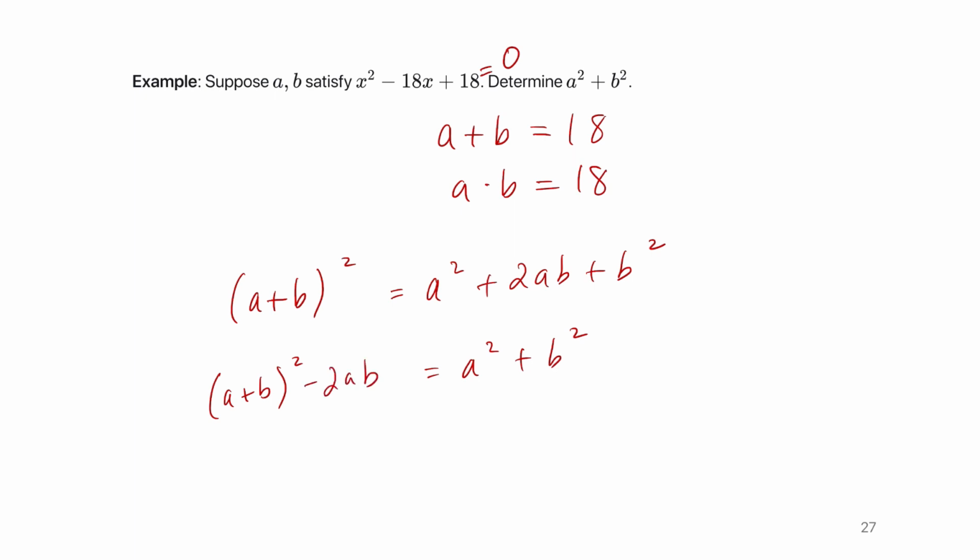But we know a plus b and a times b. A plus b is just 18. And a times b is also just 18. And we're done. So 16 times 18, 17 squared minus 1, 100 and 200 or something. Whatever. 288.